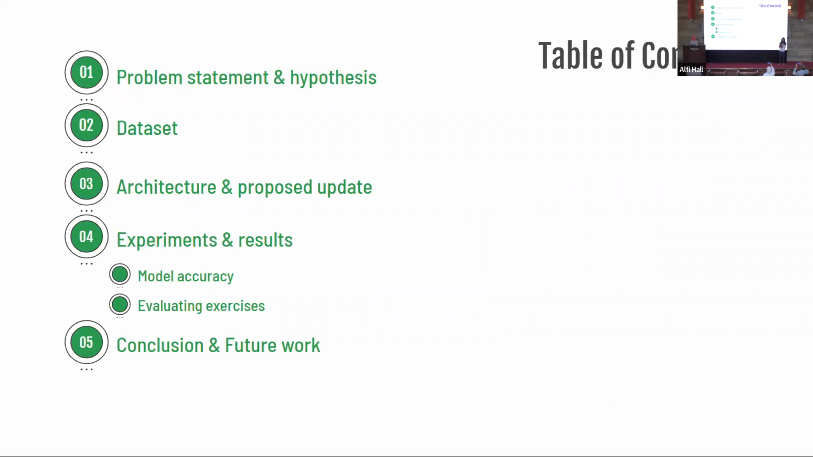Our table of contents: first we will discuss the problem statement as well as the hypothesis, and then move on to the data set. Next, we will discuss the architecture and proposed update, and then the experiments and results in more detail, looking into the model accuracy as well as the evaluating exercises. And finally, we will show our conclusion and future work.